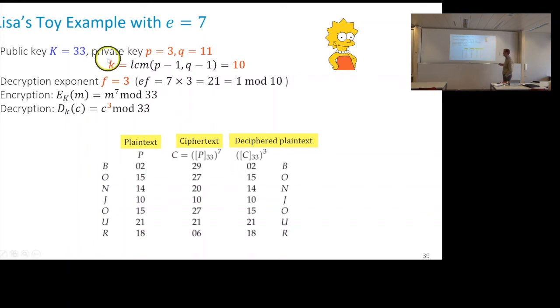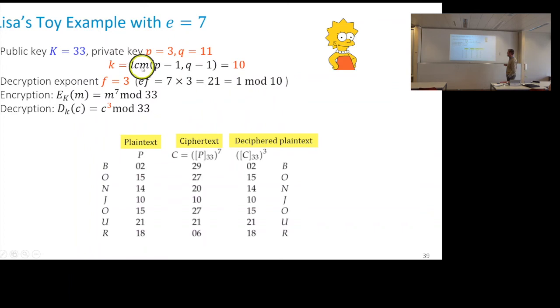The encryption requires to compute little k, which is the least common multiple of p minus 1 and q minus 1. So 3 minus 1 is 2, and 11 minus 1 is 10. The least common multiple of 2 and 10 is 10. We could just use the product, 2 times 10, that's 20, and that would work also, but would give computations that are a bit longer. So we take the smallest multiple.